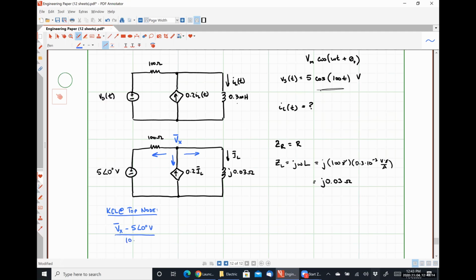All righty. So was that plus or minus 0.2 IL? Minus, okay. All right, what's next? Plus IL, that works. And set this equal to 0. This equation has two unknowns, so we're going to have to determine one other equation in which to substitute into here. Anybody have any ideas what that might be?